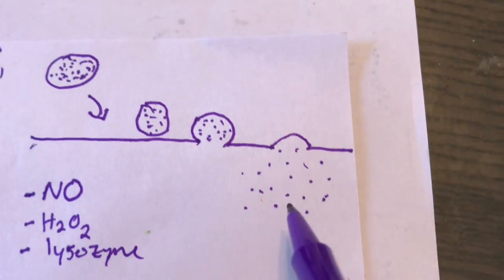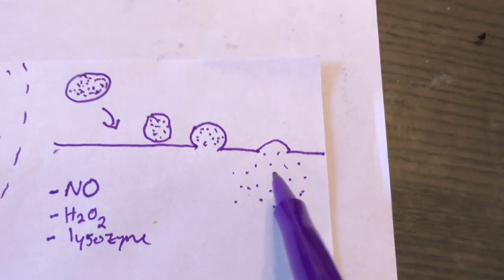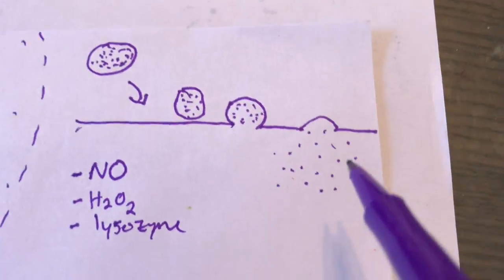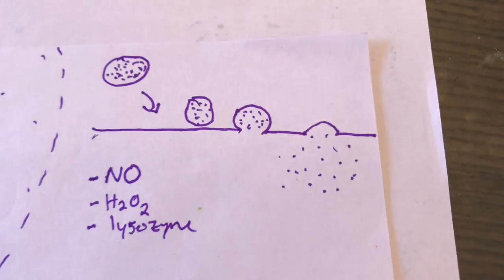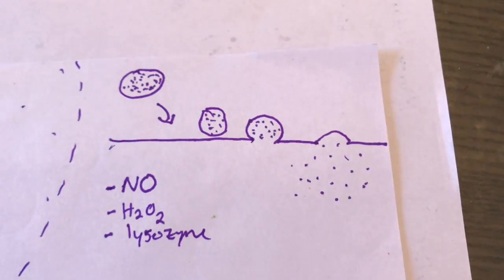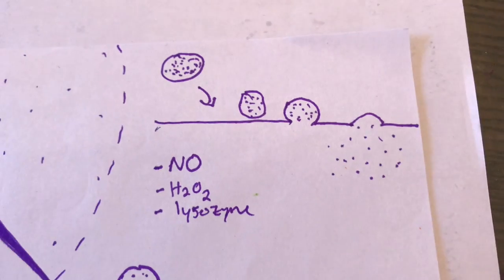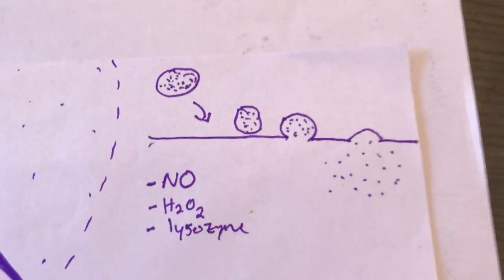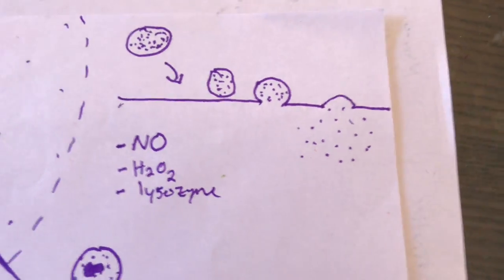But again, these are highly toxic also to our own cells, and so this will start causing cell damage at the site of infection. And it will also harm the immune cells that are secreting them. So a lot of times these innate immune cells are going to die in the process of fighting an infection. So there is some collateral damage.